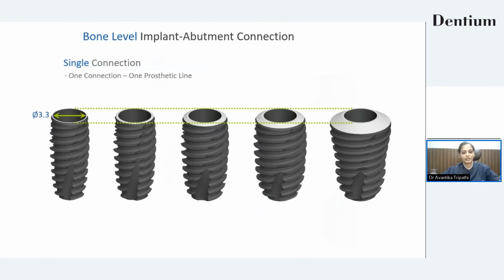Just to simplify the prosthetic workflow, as in bone level we have a standard platform of 3.8, here we have an internal diameter of 3.3. Irrespective of the external diameter of the implant, the internal diameter remains the same, that is 3.3. So whatever abutment you want to seat on any diameter implant, you can.